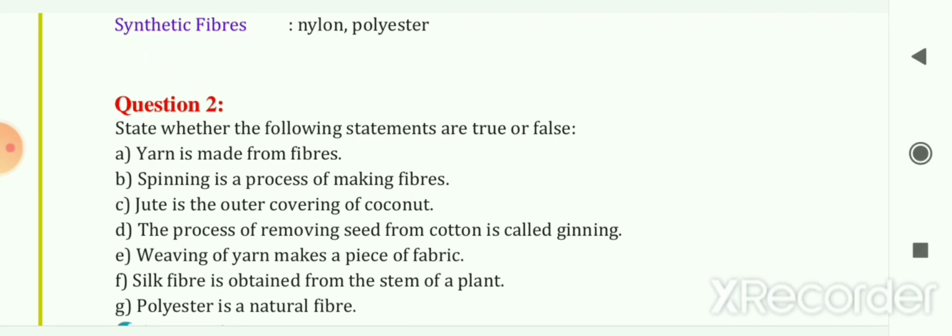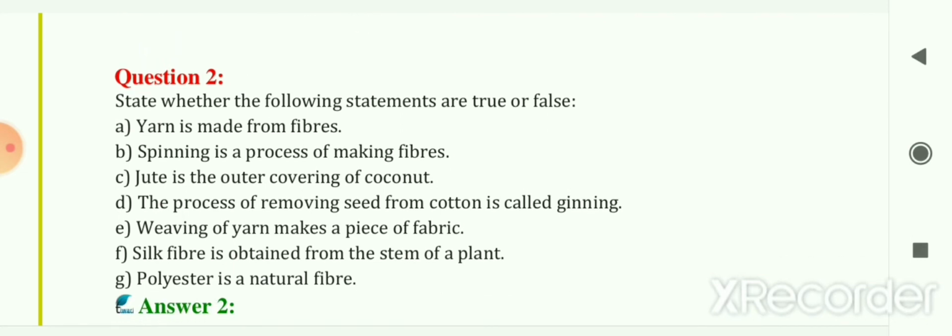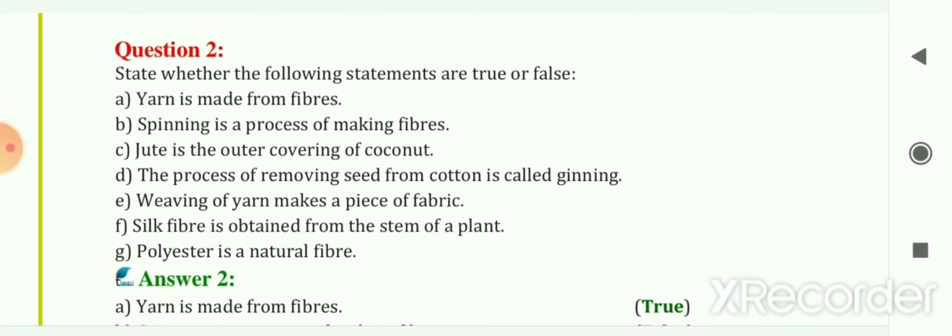The next question: state whether the following statements are true or false. The first statement: yarn is made from fibers. Your answer is true. The next: spinning is the process of making fibers. The answer is false.